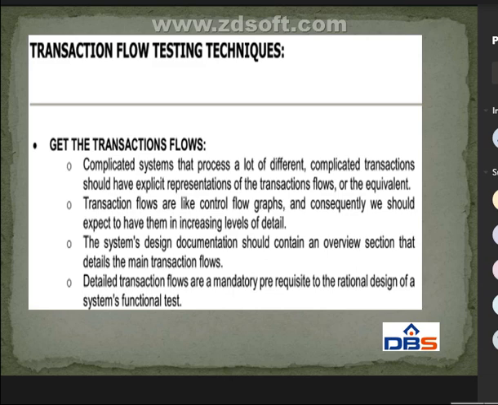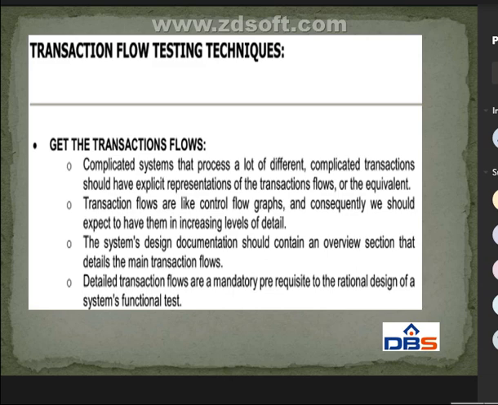So the system details documentation should contain an overview section that details the main transaction flows. Here the detailed transaction flows are mandatory. It is a prerequisite to the rational design of the system's functionality test. Sometimes a complicated system has a complicated process, such that it should have a lot of differences. We should not say that there is only one difference. There is a lot of difference between each and every unit test.